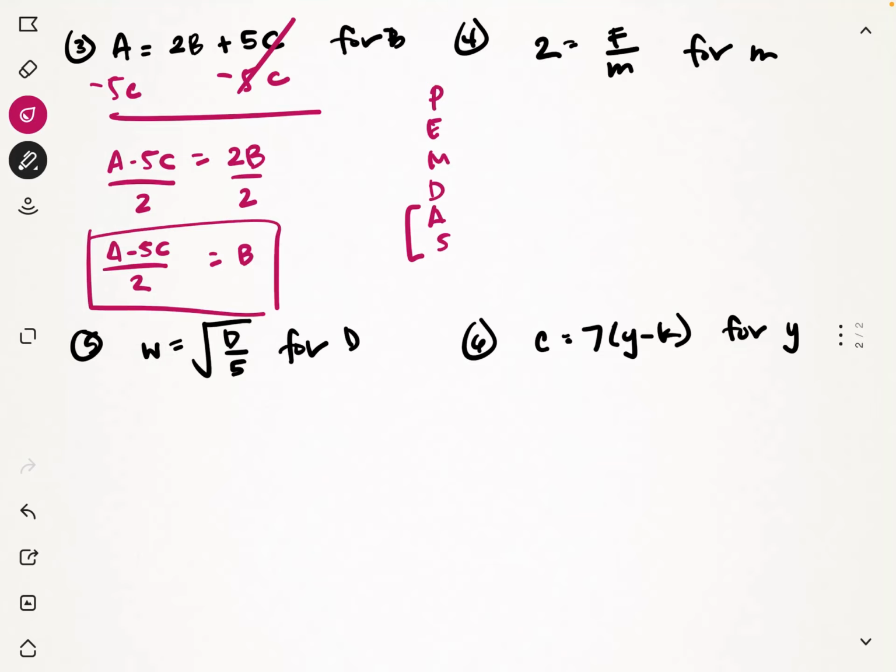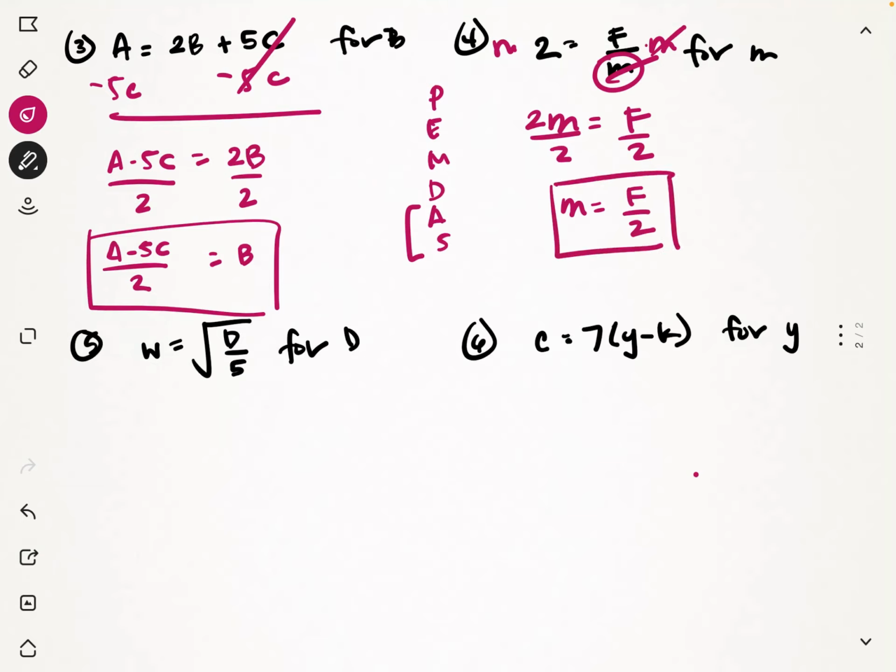Okay, on to number 4. These ones can be a little bit tricky when we have the variable that we're solving for in the denominator. But it's not too bad once you understand the strategy. So we don't like it in the denominator. Let's get it out of there. We're going to undo that division with a multiplication. So what happens is the m's cancel on the right side. And now we have 2m on the left side. And this is easy for us to solve because we just have to divide by 2. And m is equal to f divided by 2.